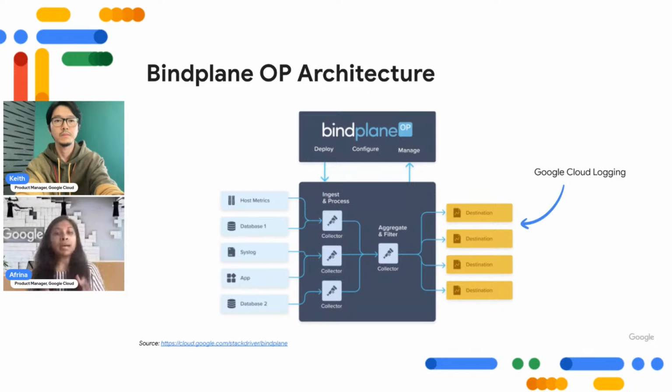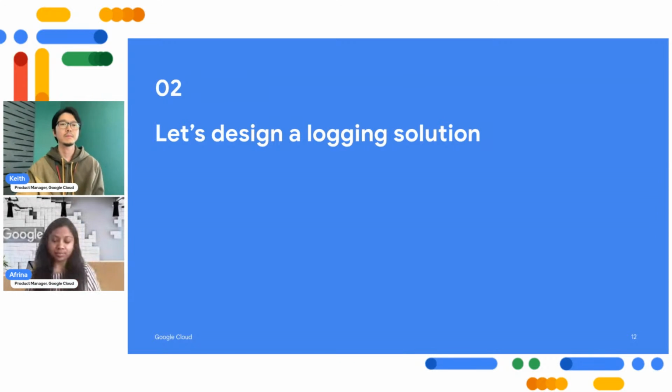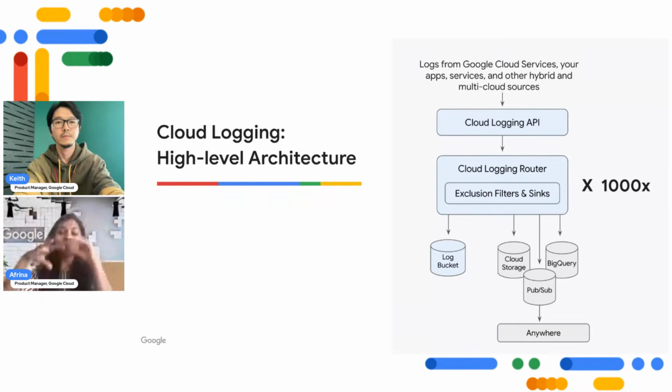Now that we've spoken about how to collect logs, which is actually the first step, next is the big elephant in the room, which is how to design a logging solution. When you're trying to design a logging solution, it's important to understand the high-level architecture. This is a very simple high-level architecture diagram, and there are three components that are absolute must-knows. Number one is you send all your data into a Logging API. From the API, it goes into a router.